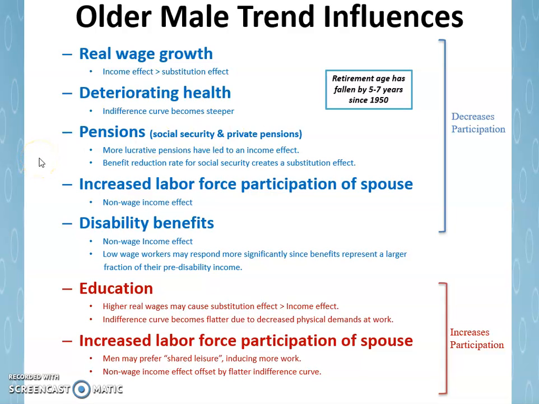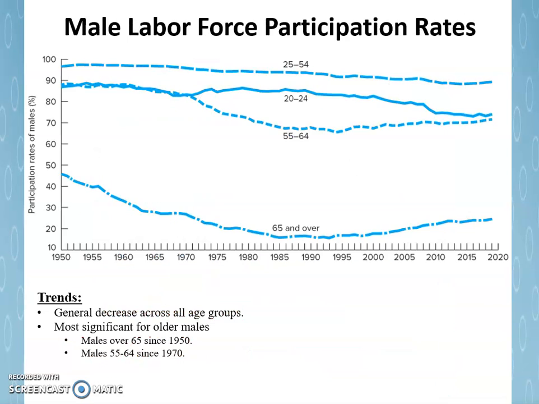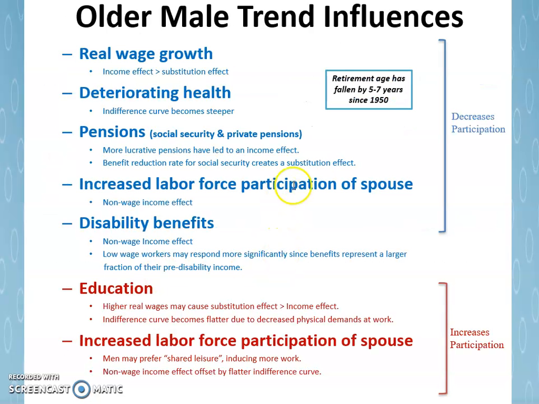Pensions are another factor. Now, we've had Social Security as a system since the late 1930s, so this period that we're looking at, this kind of decrease from the post-World War II era, Social Security was already in place. However, private pensions have emerged as a greater benefit for males. And what is a private pension? Well, it's where instead of the government providing you retirement money, it's your private employer providing you retirement money.